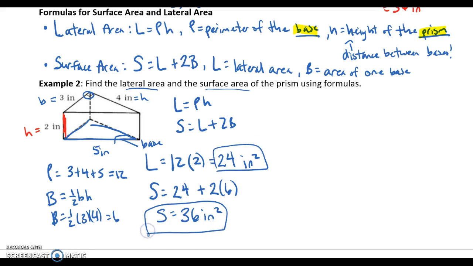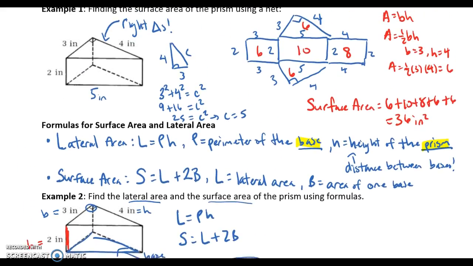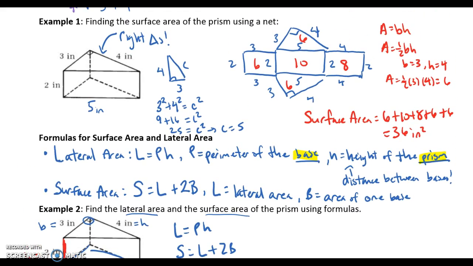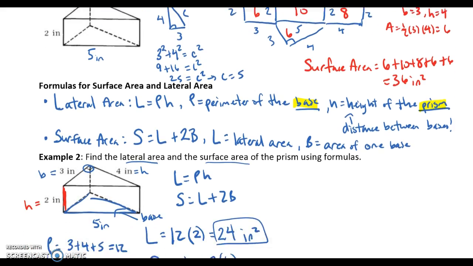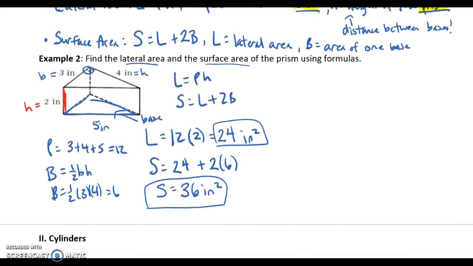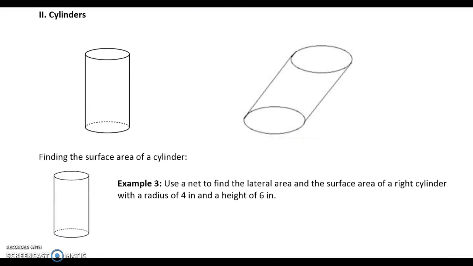So, the formula is obviously shorter, but if you don't remember what P, H, L, and B stand for, the formula is not going to get you anywhere. The net is maybe a little longer, but it always works as long as you draw the net correctly and label the sides correctly. So they both have pros and cons. Okay? So that's prism. Let's finish off with cylinders.